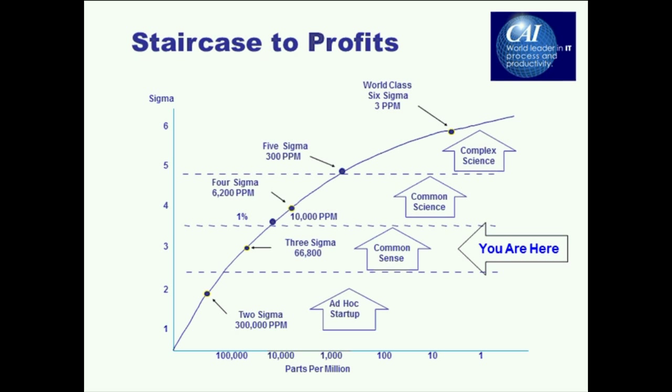To take you from 3 to 4 to 5 sigma, I'm going to invite you to use what I call the common science of Six Sigma. These Magnificent 7 tools will take you a long way and get you there in about 18 to 24 months if you're really aggressive. Then you're going to need the more complex science that we teach in green belt and black belt classes to take you on up to 3 parts per million in terms of defects.